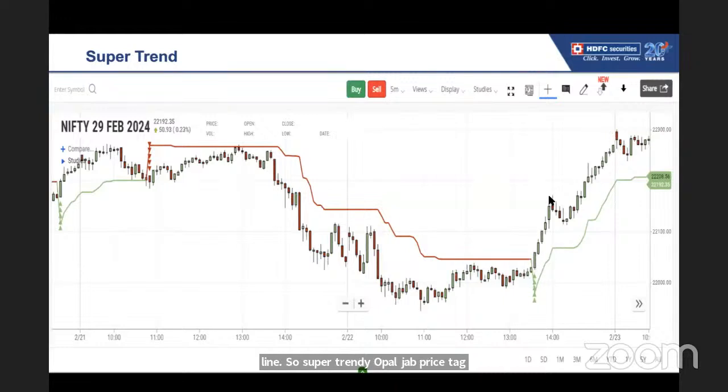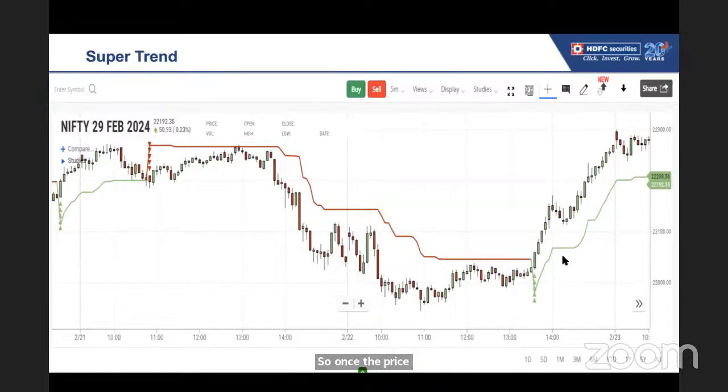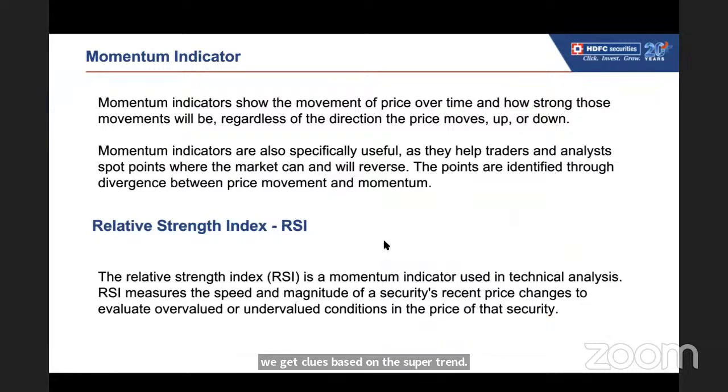It's not flat, because whenever the price is going to go above super trend, it's always going to be a breakout. It will never be very flat. Okay, so once the price went above the super trend, see the color of the super trend is changing. It's becoming green, which means it's a positive trend now. Okay, so that's how we get clues based on the super trend. Okay, so that was about super trend.